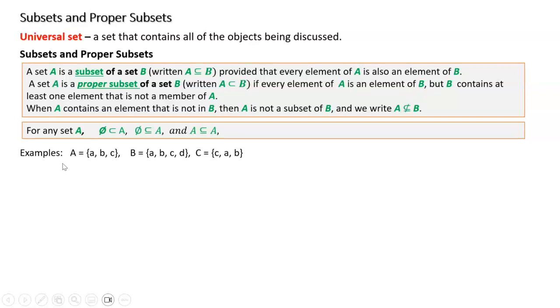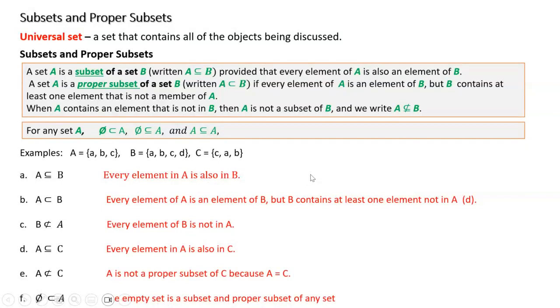Examples, okay? Here are the examples. Example A: the set A has the elements A, B, and C. And the set B has the elements A, B, C, and D. And the set C has the elements C, A, B. Okay? Now, these are also examples exactly from the book. So this is how you read it.